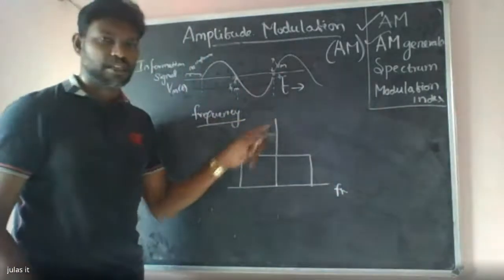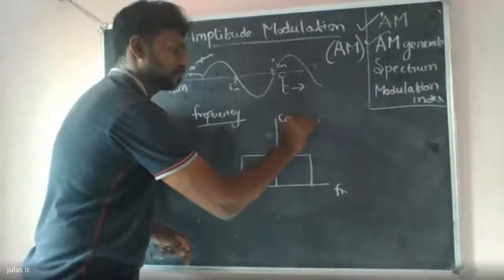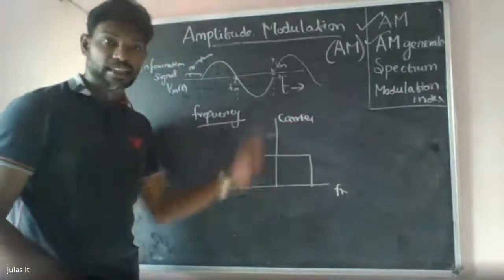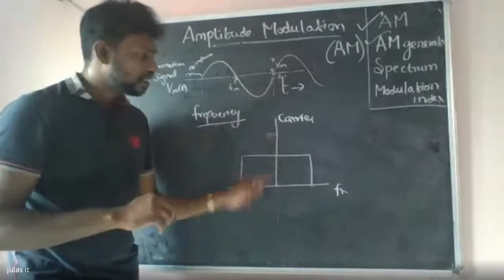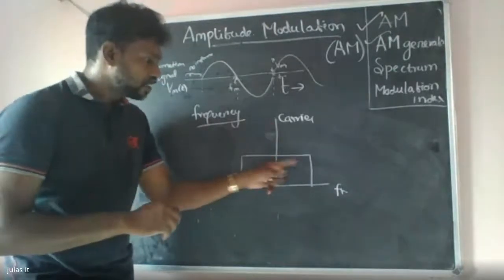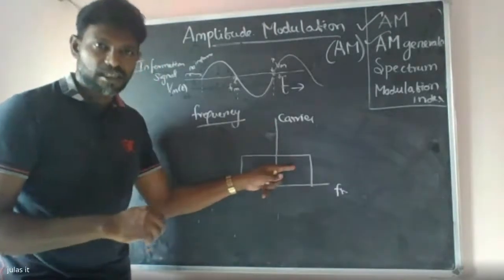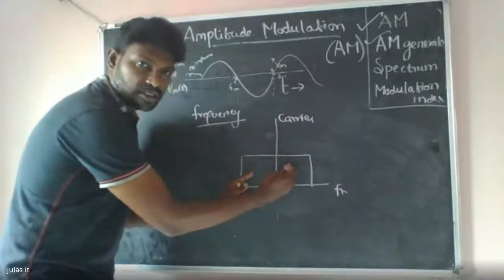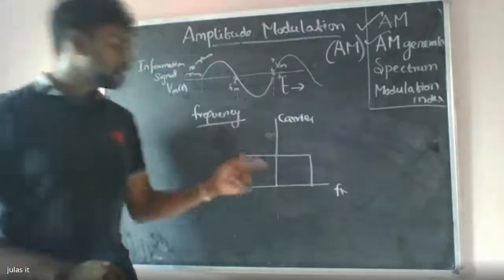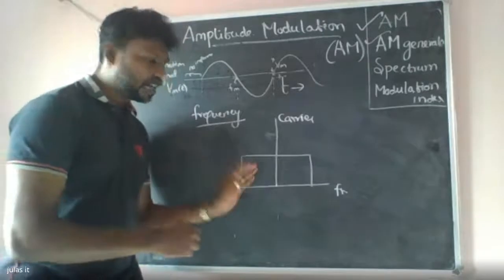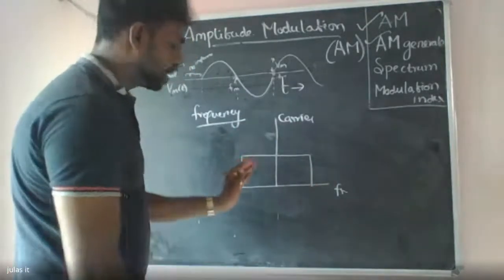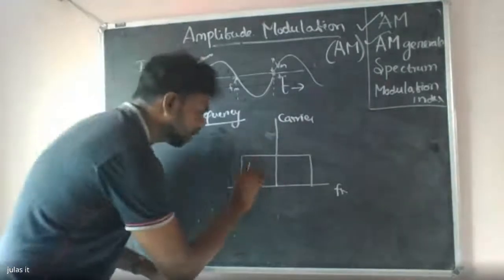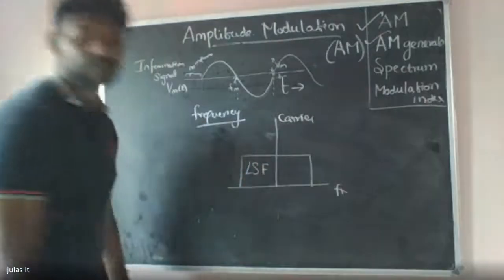So here the center part is nothing but your carrier. Since the carrier has the higher frequency, it is like this. And these are your message signal, which has two parts, right? This is in the left hand side. When this is my right hand side, this is my left hand side. The left hand side we call the lower side frequency.